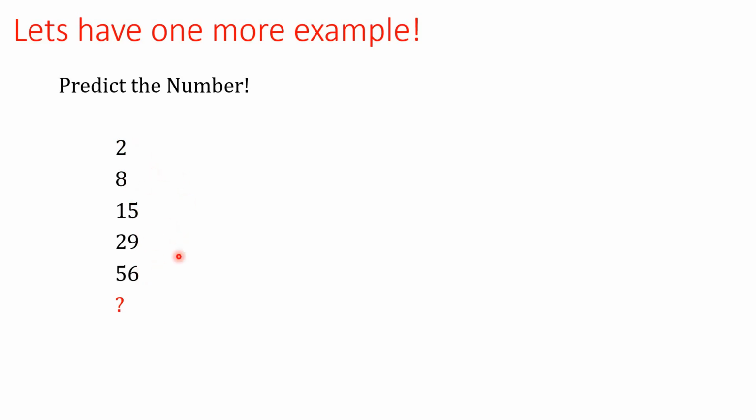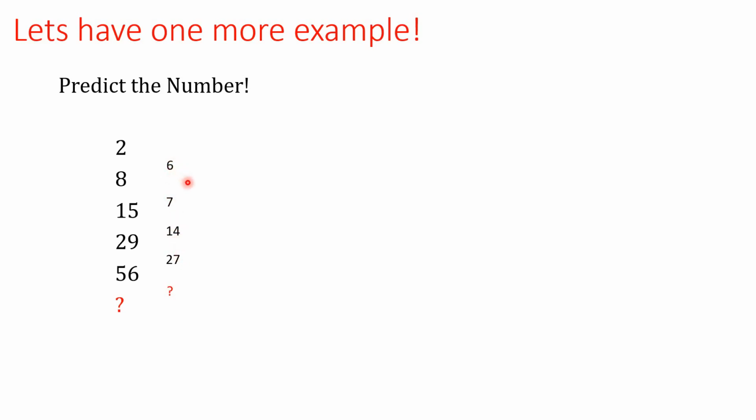So what we can do, let's look at the differences. If you are able to find any pattern in differences, that will help us to get this number here. What are the differences here? These are 6, 7, 14, 27. All right, so can you find any pattern here so that it will help us to find this question mark? I don't think so. I'm not getting any pattern here, right? 6, then 7, then 14, then 27.